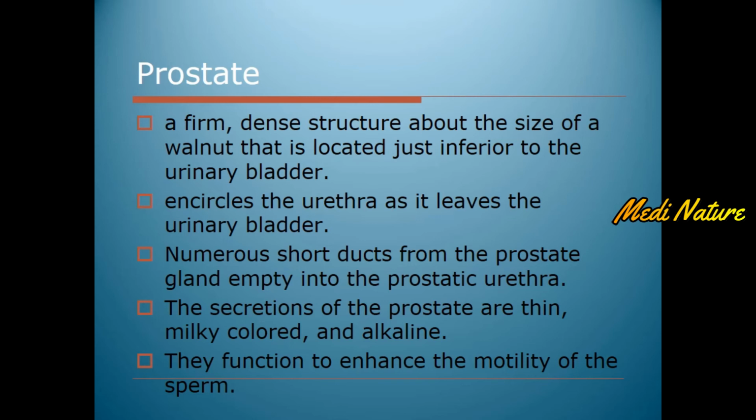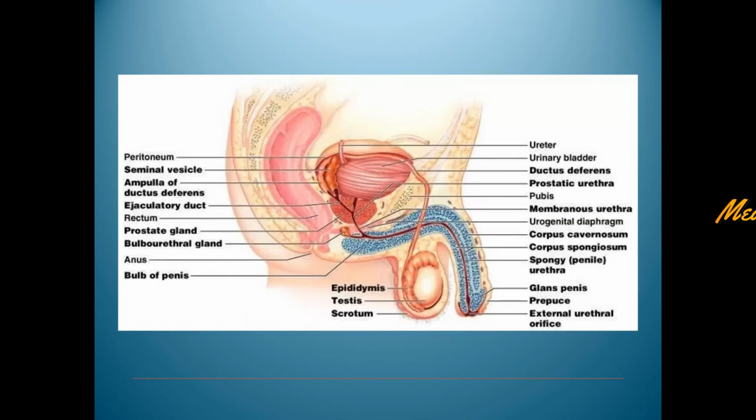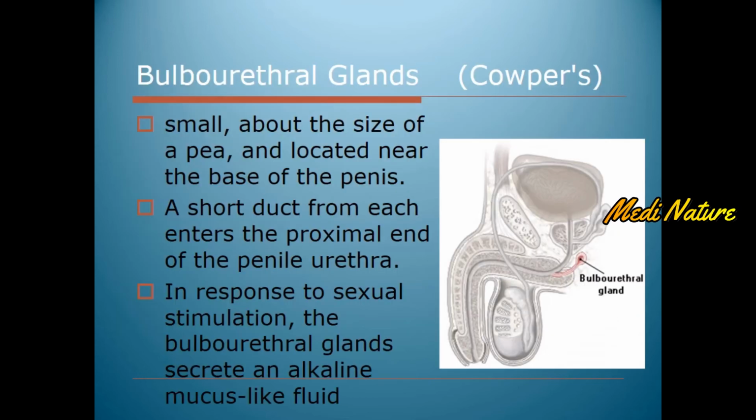Numerous short ducts come from the prostate gland and open into the prostatic urethra. The secretions of the prostate gland are thin, milky colored and alkaline. As it is a thin secretion, the main function is to enhance the motility of the sperm. In this picture, you can see the location of the prostate gland.